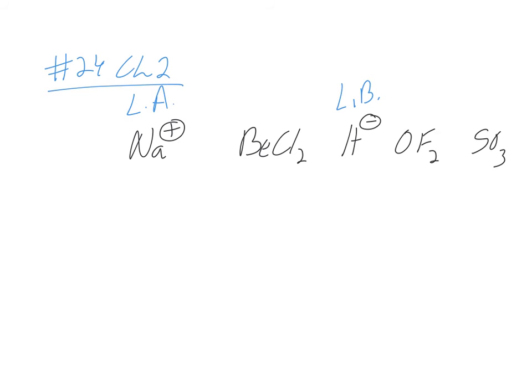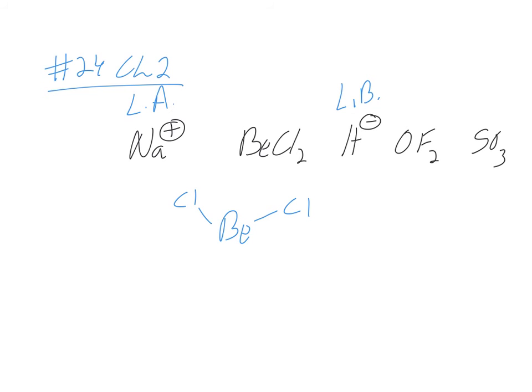Now these other ones, let's draw them out. And we'll probably have to look where they're at in the periodic table too. So beryllium, Be, let's see, where's Be on the periodic table? Oh, beryllium. Top left, right? It wants to have two bonds. So it's bonded to chlorine.